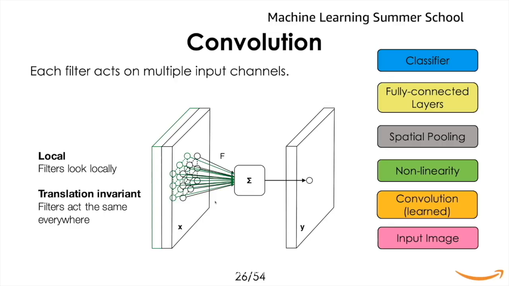So why is that useful? So consider you're trying to look for a cat in an image. The cat can be present anywhere in the image, and you want to find the object irrespective of where it is. So the filter should act the same when looking at all different regions of the image in order to find the cat.